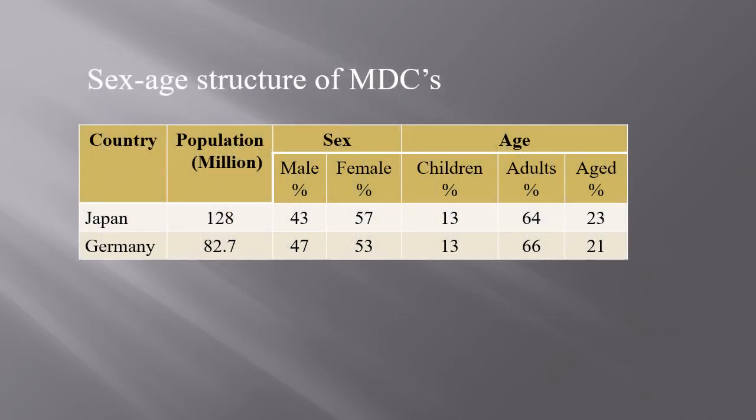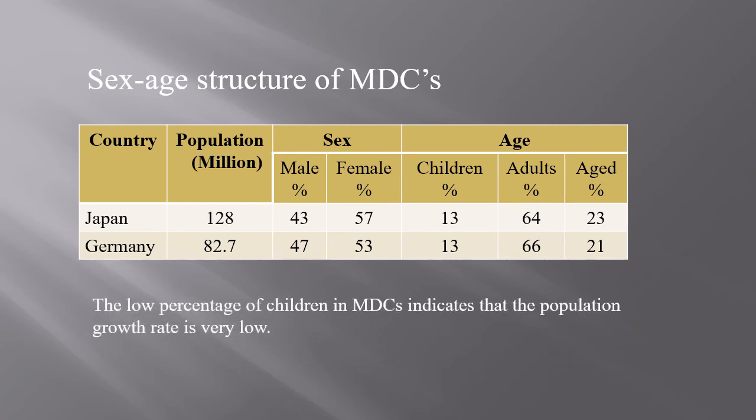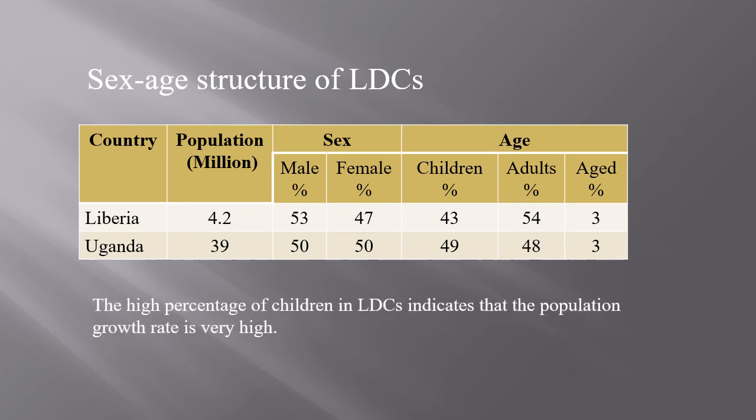Sex-age structure of more developed countries. According to this table, the low percentage of children in more developed countries indicates that the population growth rate is very low. Sex-age structure of less developed countries. According to this table, the high percentage of children in less developed countries indicates that the population growth rate is very high.